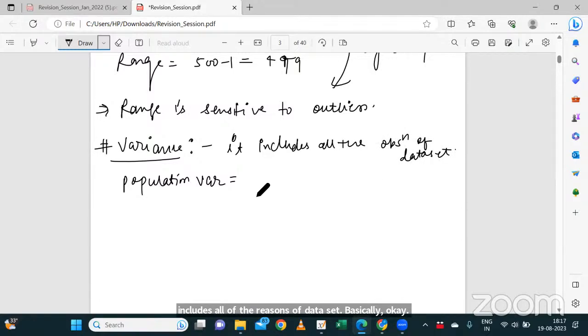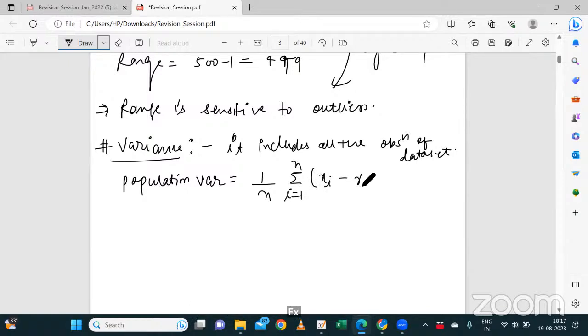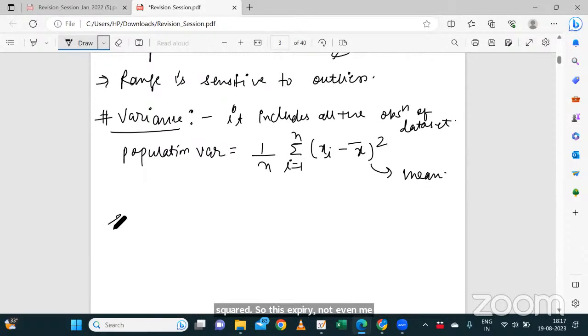Now, what is called population variance? It is 1 upon n, summation of i equals 1 to n, of (xi minus x bar) squared, where xi are the observations, say you have n observations, and x bar is nothing but the mean. Now, if you come to the sample variance, there is only one difference: the denominator will change to n minus 1. The rest of the things are the same.